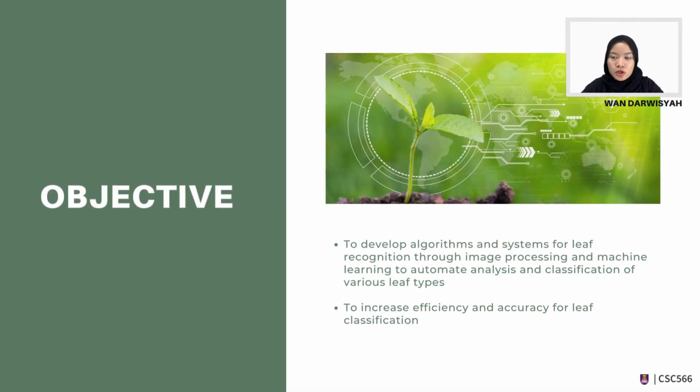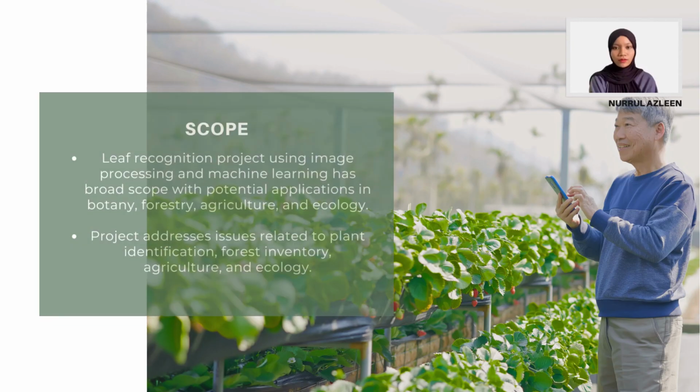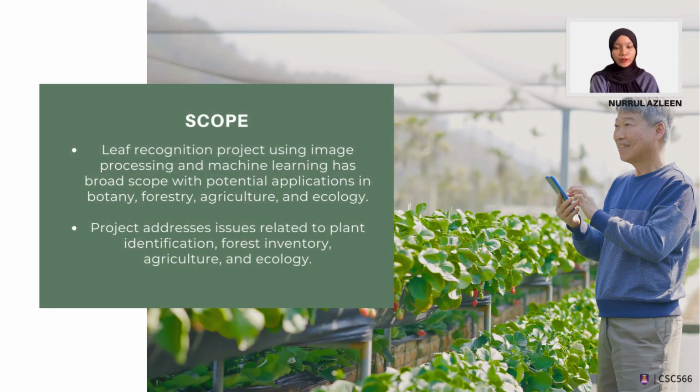The objective of this project is to develop algorithms and systems for leaf recognition through image processing and machine learning to automate analysis and classification of various leaf types, and also to increase efficiency and accuracy for leaf classification. The scope of leaf recognition using image processing and machine learning is broad and diverse, as it can be applied to a wide range of fields such as botany, forestry, agriculture, and ecology, and be used to address various issues related to plant identification, forest inventory, agriculture, and ecology.